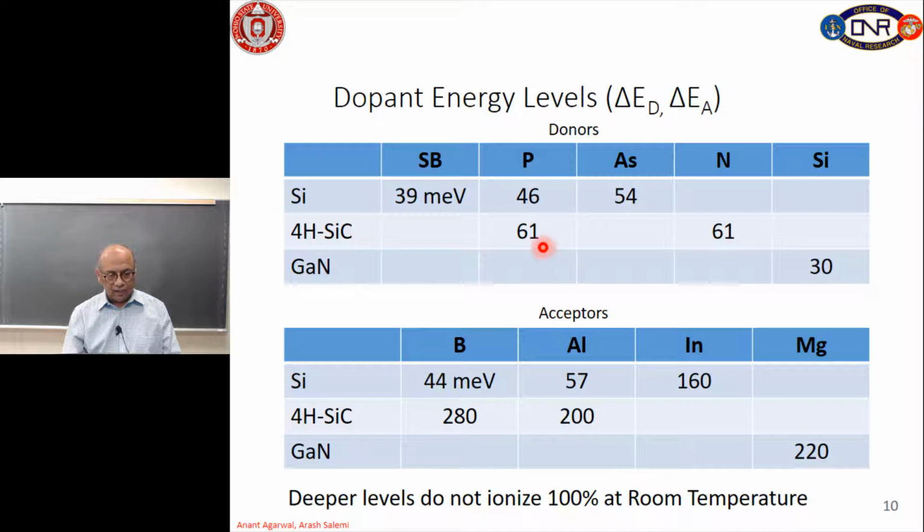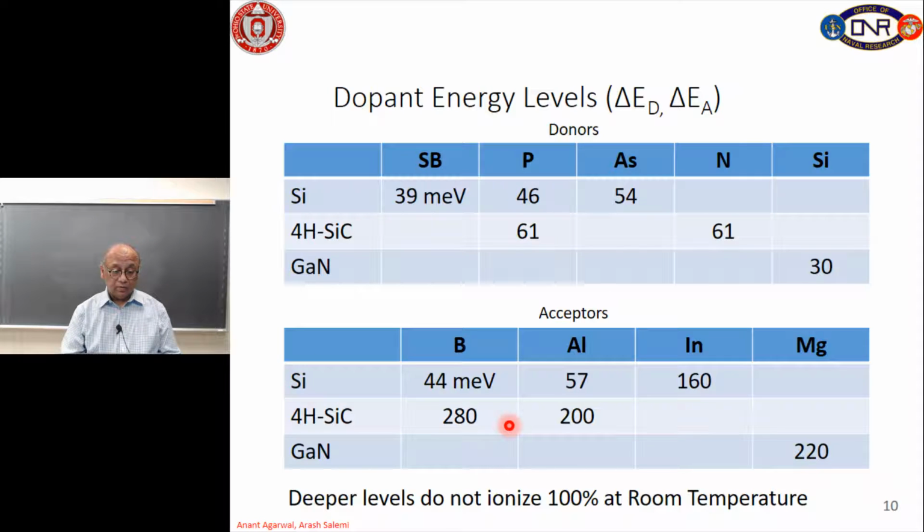And then for silicon carbide, we have two donors, phosphorus and nitrogen, which are roughly 61 milli electron volts, so fairly shallow. Gallium nitride is doped with silicon to make it N-type, and that is very shallow, 30 milli electron volts. For acceptor or P-type semiconductor, we have boron, aluminum and indium. Indium is very, very deep and not very effective for silicon. So, mostly we use boron, which is 44 milli electron volts above the valence band edge.